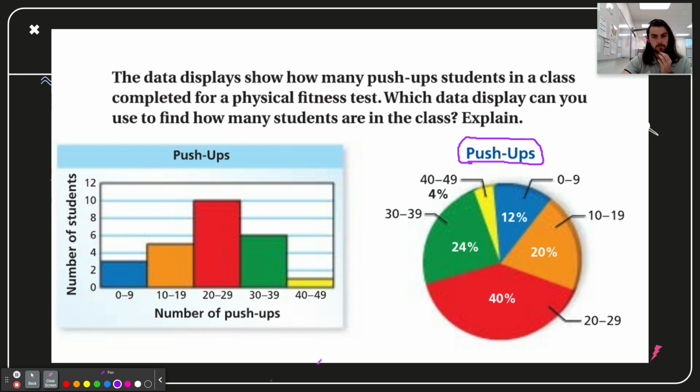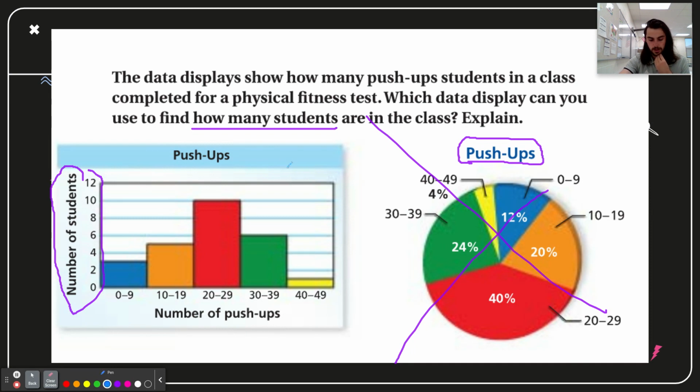So which one makes the most sense? Which one's going to tell me how many students are in the class? It's going to be this one, because this is telling me the number of students. My pie chart is only telling me how many push-ups they did. So we want to know how many students are in the class. We're going to look at the number of students based on our frequency, and then add them up and find the sum to tell me how many students are in the class. You can't use the circle graph because it doesn't show you the number of students in intervals.